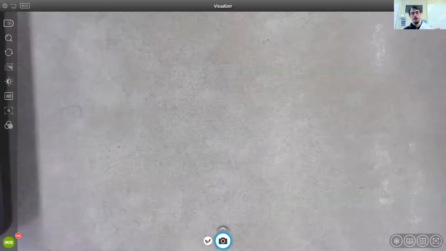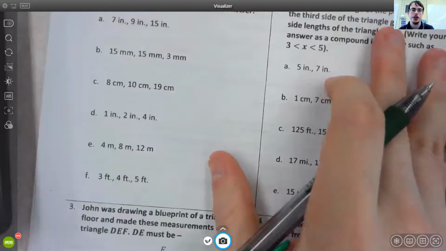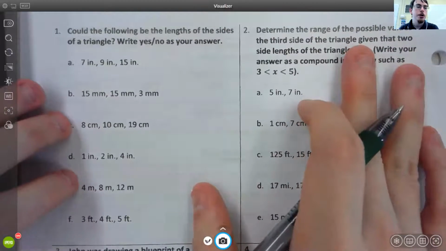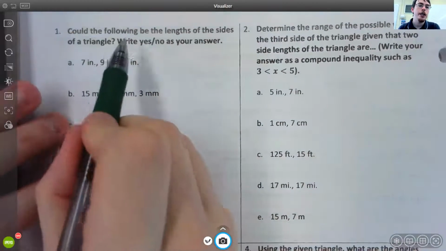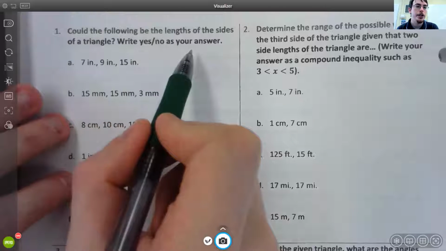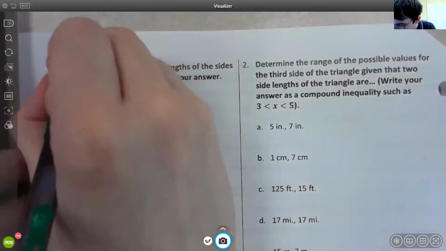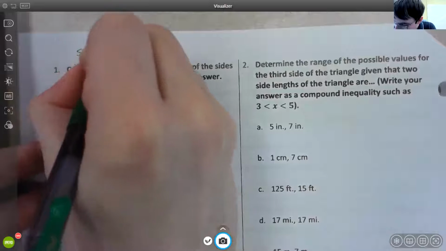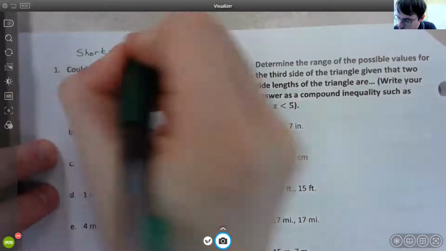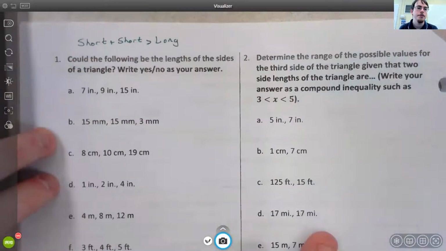All right, let's get into the triangle inequality theorem. That's where most of this stuff is back here. So number one, it says, could the following be the lengths of the sides of a triangle? Write yes or no as your answer. So remember, all we have to do here is add the short side plus the short side and see if it's greater than the long side.